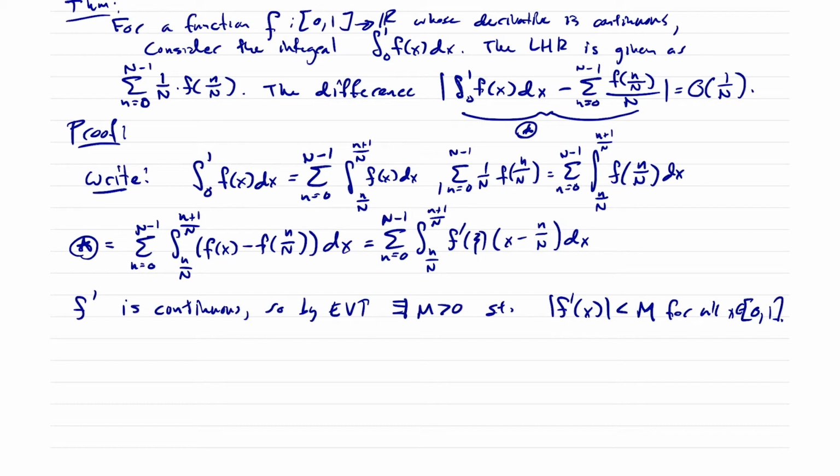Now, since x and n over capital N both live in the interval from n over capital N to n plus 1 over capital N, this tells us that the absolute value of x minus n over capital N is less than or equal to 1 over capital N.